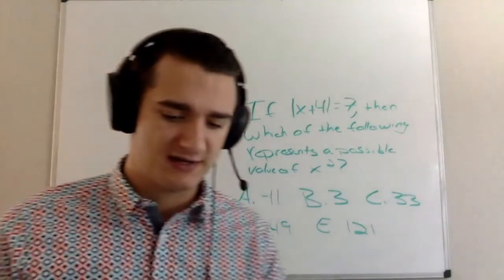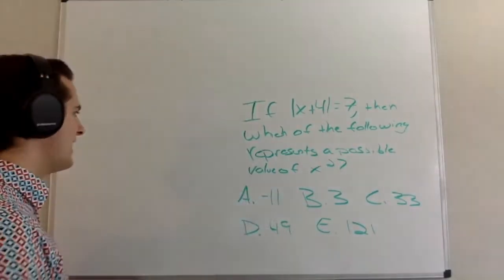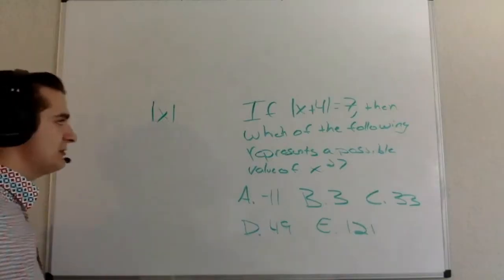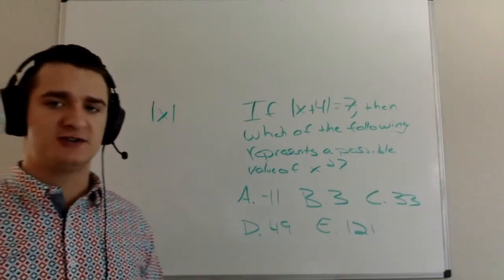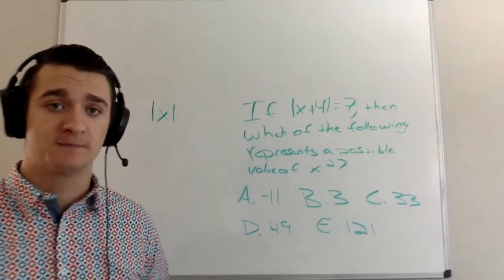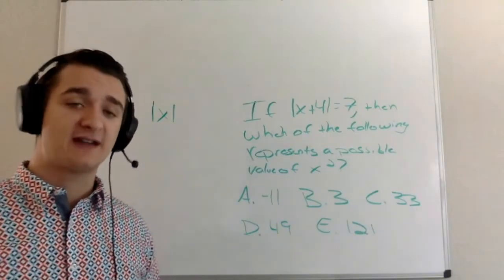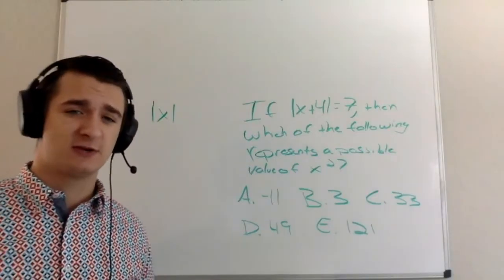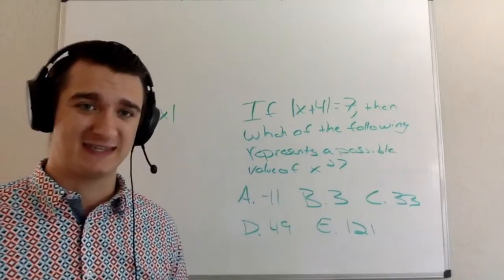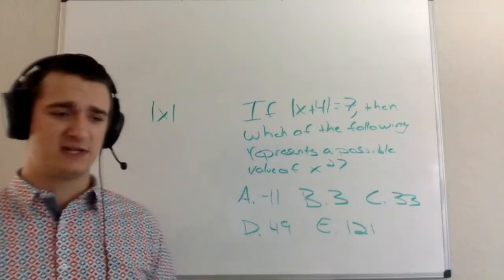Absolute value at its core can be a measure of distance. If I say the absolute value of x, what it tells me is the distance of x from 0. If x is 7, the distance of x from 0 is 7. If x is negative 7, the distance of x from 0 is still 7, because I can't have negative distance. So the absolute value of x tells me the distance of x from 0.